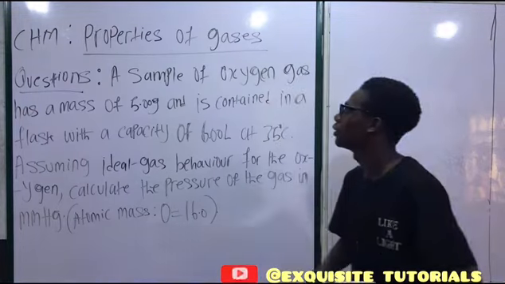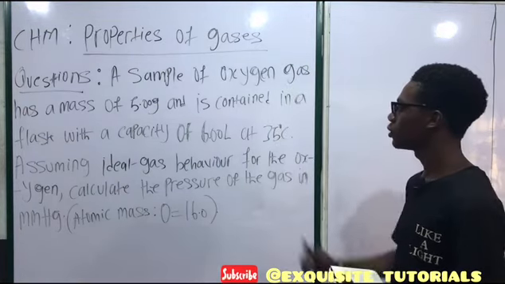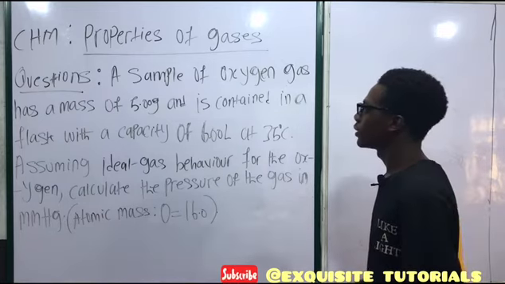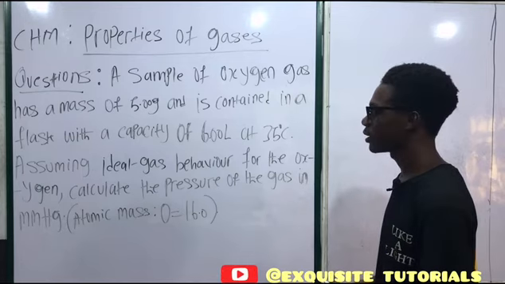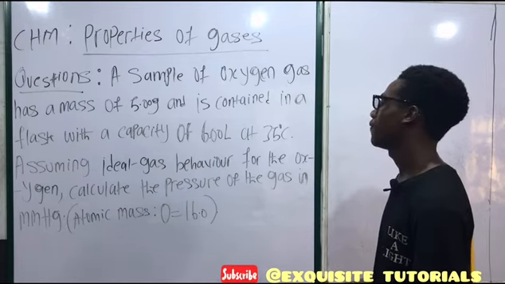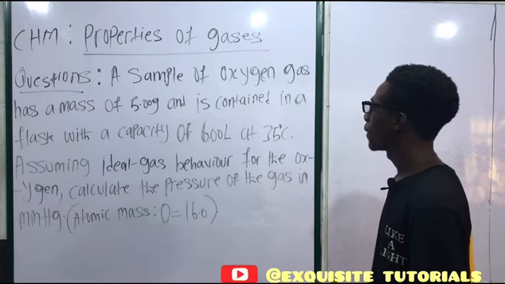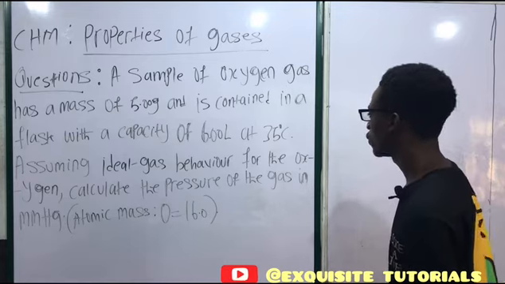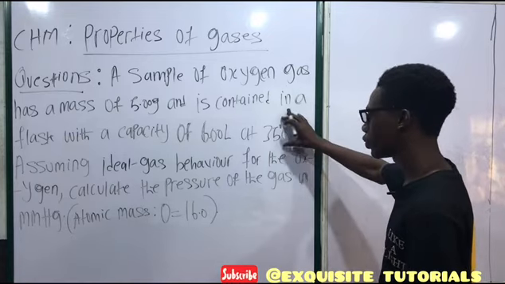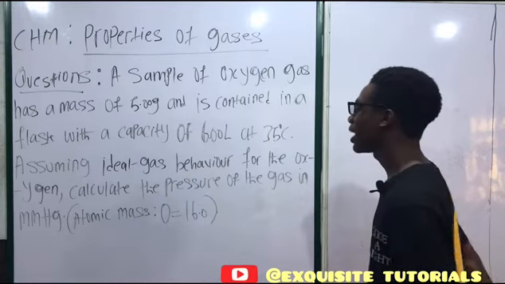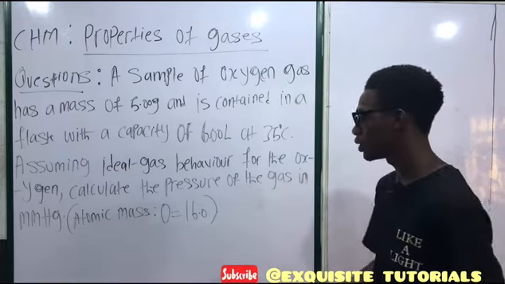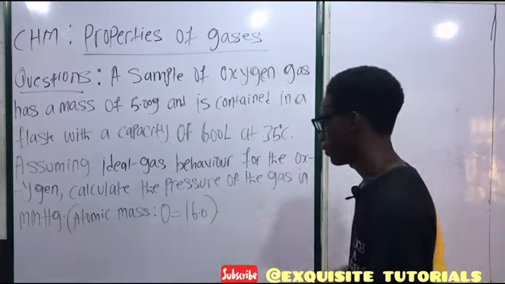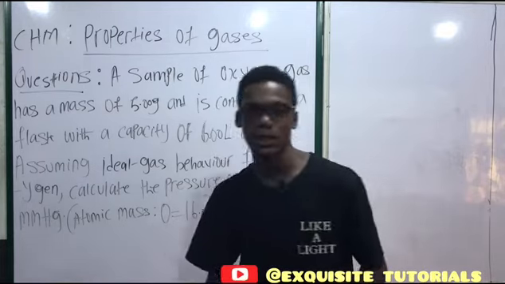Alright, welcome back. So now we are going to be dealing with this question on the left hand side of the board. It says a sample of oxygen gas has a mass of 5.00 gram and is contained in a flask with a capacity of 6.00 liters at 35 degrees Celsius. Assuming ideal gas behavior for the oxygen, calculate the pressure of the gas in millimeter of mercury. Atomic mass of oxygen is 16.0.